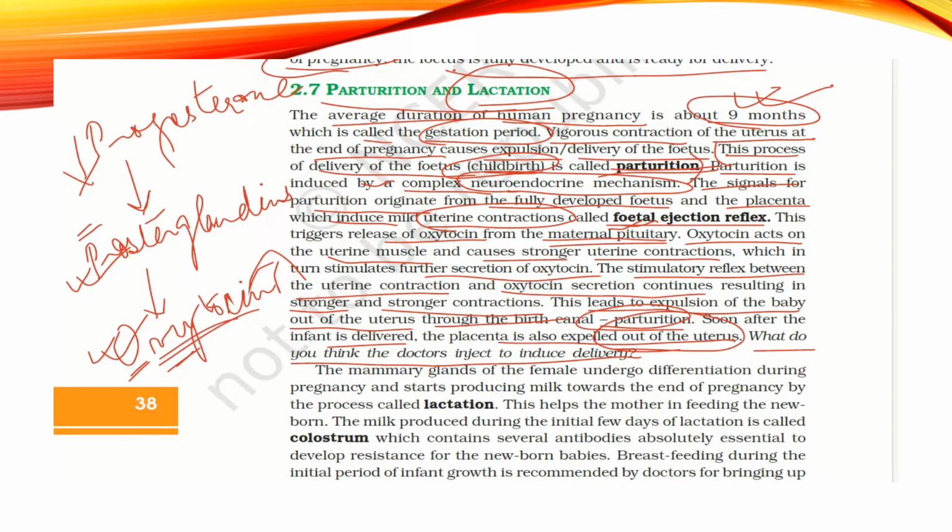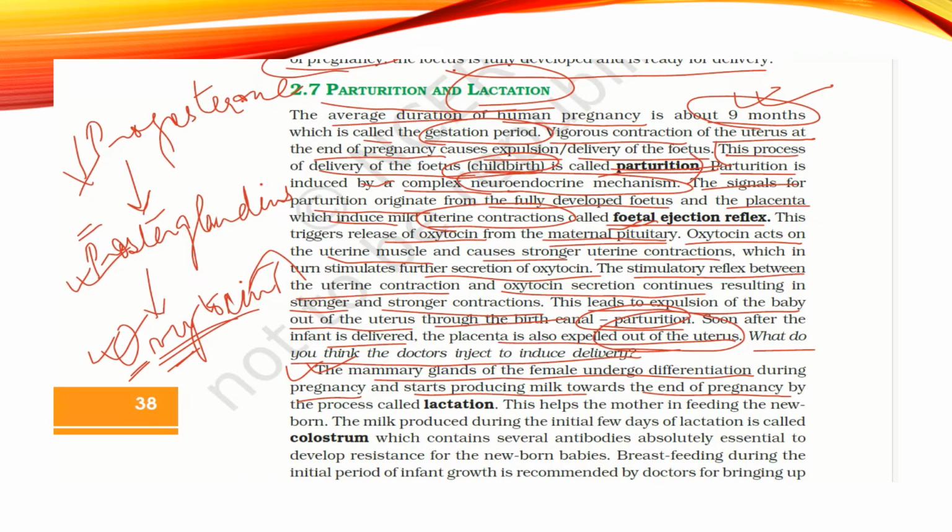So that oxytocin hormone is only induced to create stronger and stronger uterine contractions. So after that, what is happening? Now, as the oxytocin has started secreting in a high level, the mammary glands of the female, which undergo differentiation during pregnancy itself, start producing milk towards the end of pregnancy. So nearly in the 9th month of pregnancy, the mammary glands are full with milk.